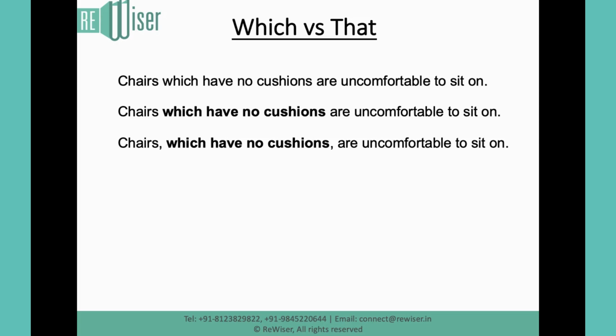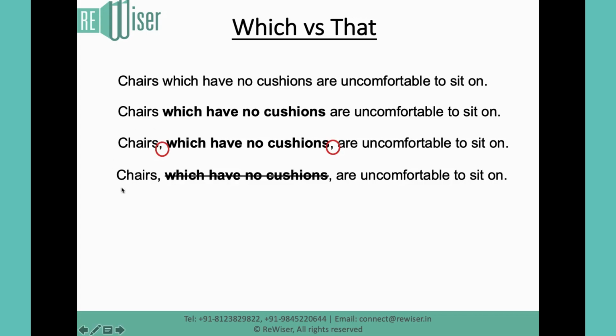And to check whether it's non-essential, I would remove this clause and check whether I still retain the meaning, if it makes sense. Now, if I remove this which have no cushions, I'm left with chairs are uncomfortable to sit on. Is it the same meaning as the original? Is it conveying the same thing? Am I still talking about all chairs? No, I'm talking about chairs which have no cushions. Now, this is your rule for determining whether something is essential or not. Am I still able to identify which chairs I was talking about? No.